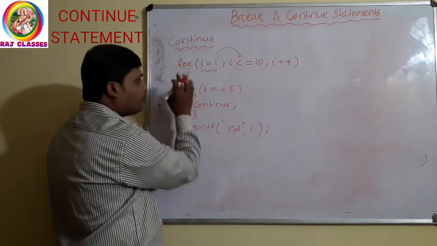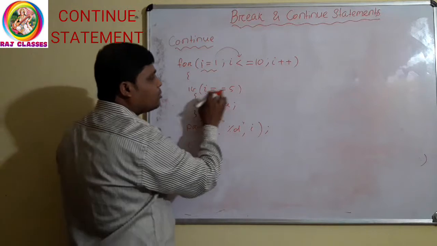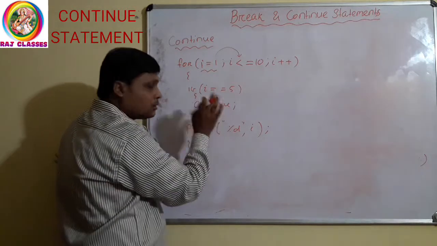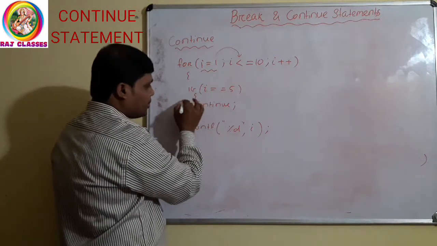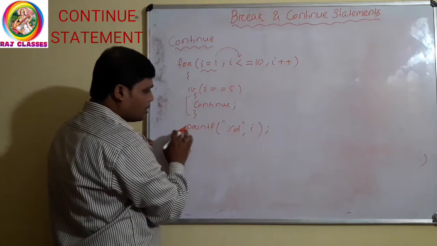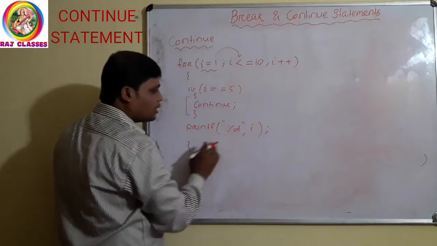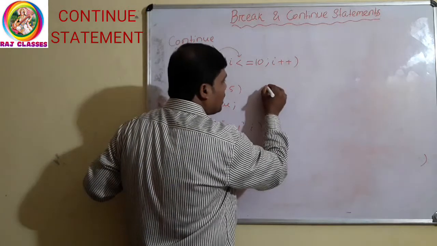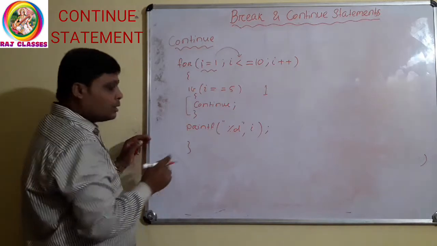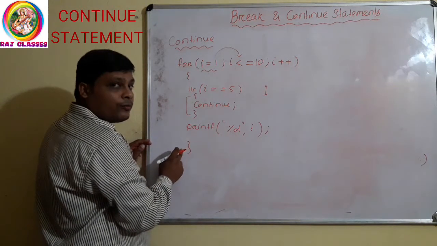Body of the for loop. It will check if I equal to 5. The condition is false. So it will not execute this part. Control will come to here. Print a %d. This statement will execute, and it will print what? I value, that is 1. Then this is the end of the for loop.